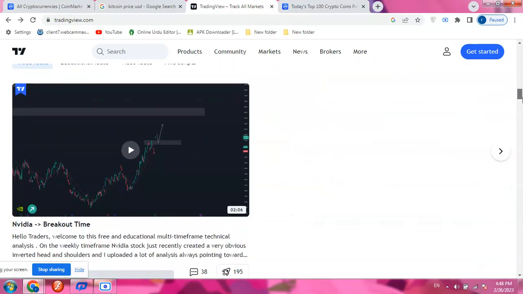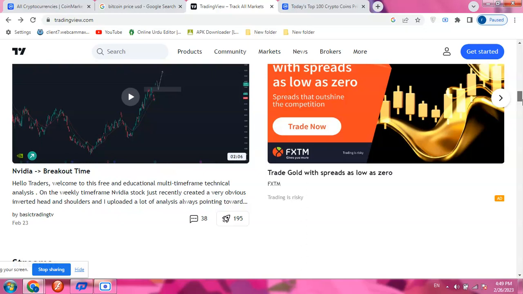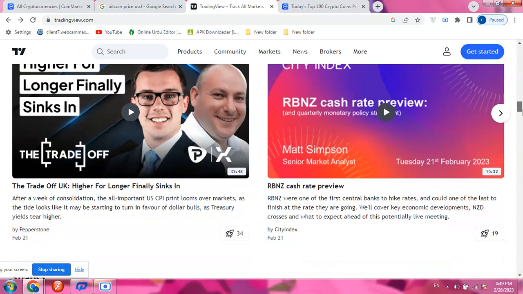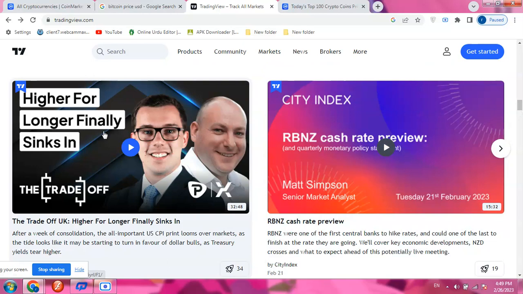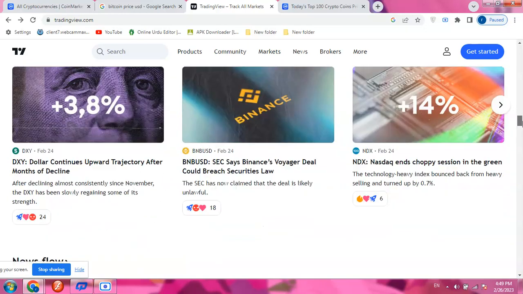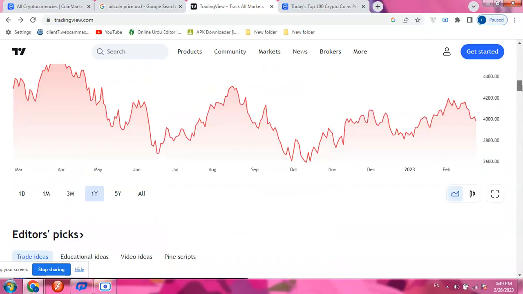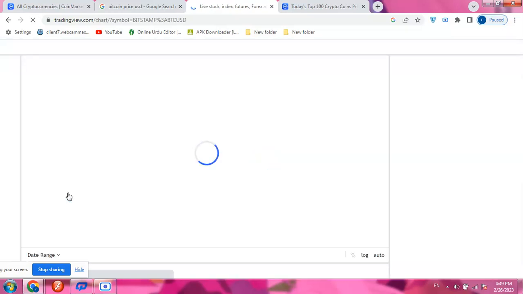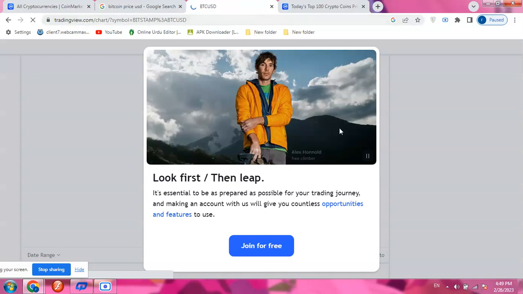This is the Bitcoin index and breakout time. In breakout time, there is also streaming and shares. You can check the different news and the cash rate preview in this video. This is the biggest name in finance. In Bitcoin, we check the different currencies like BTC. Okay, check the BTC rates today, live stock index and futures, forex trading.